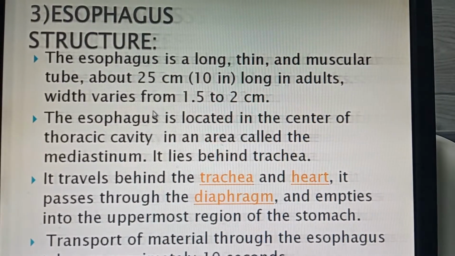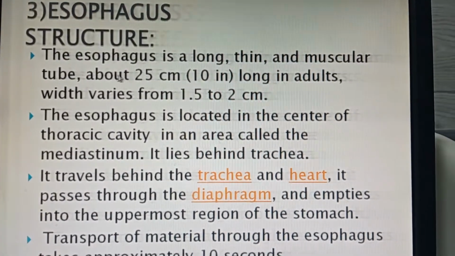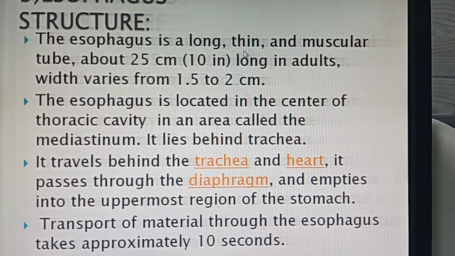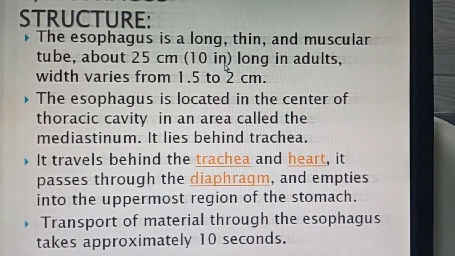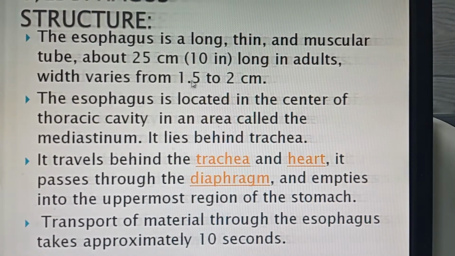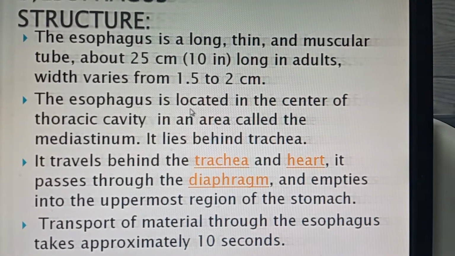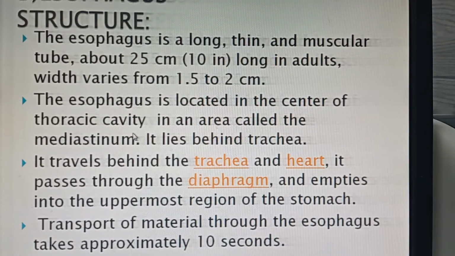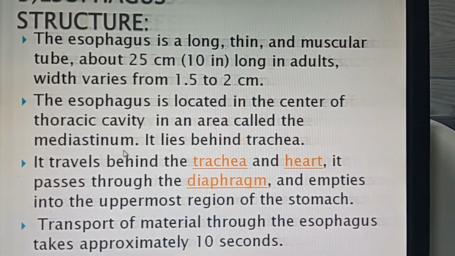In this video, we discuss the third organ of the alimentary tract, that's the esophagus. The esophagus is a long, thin, and muscular tube. Its length is about 25 centimeters in adults, and its width is 1.5 to 2 centimeters. The esophagus is located in the center of the thoracic cavity. The center of the thorax is called the mediastinum.